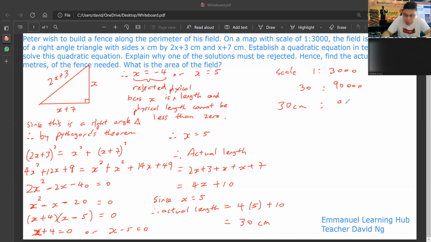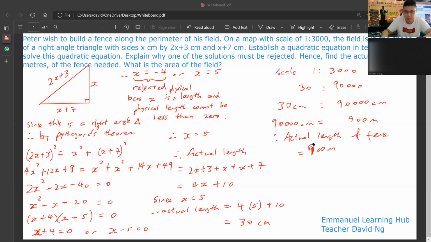90,000 cm, right? Okay, then you got to write here. Okay, change to meter. They want the answer in what? Meters. 900 meters. Okay, actual length of fence, right? Okay, 900 meters.